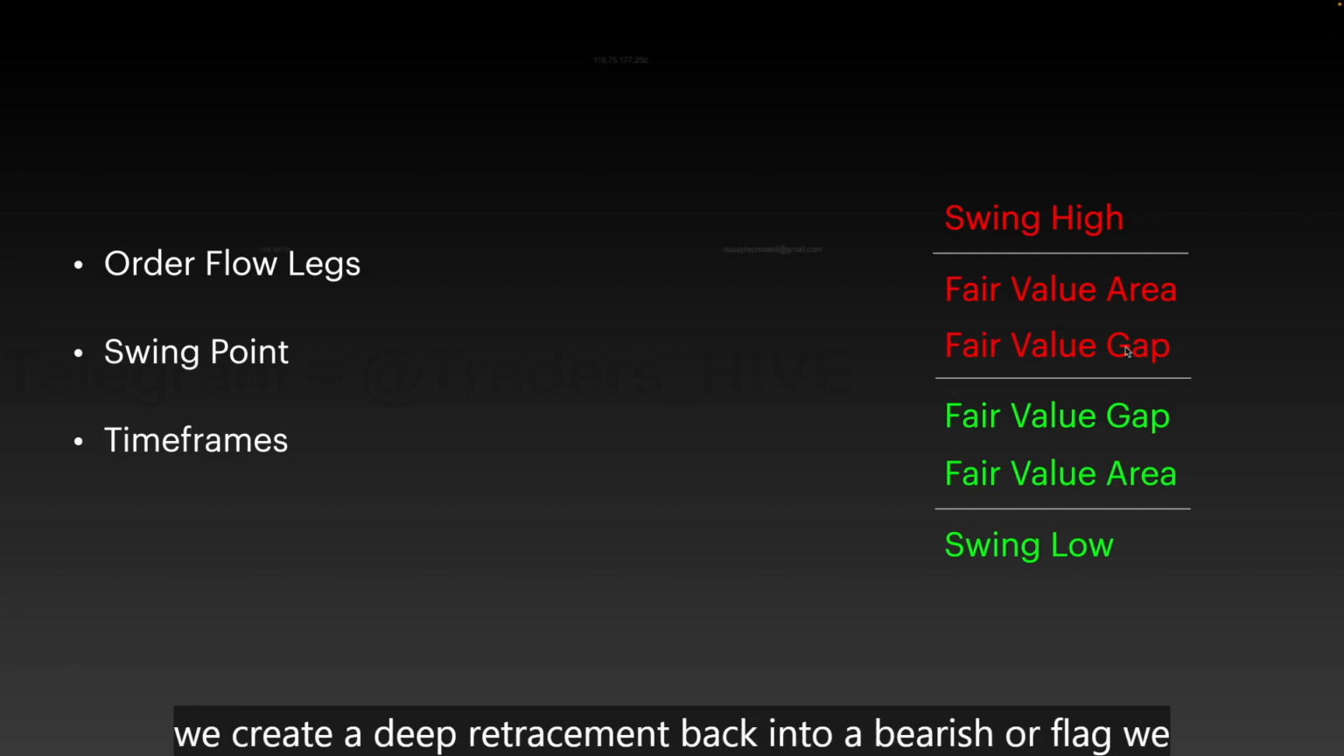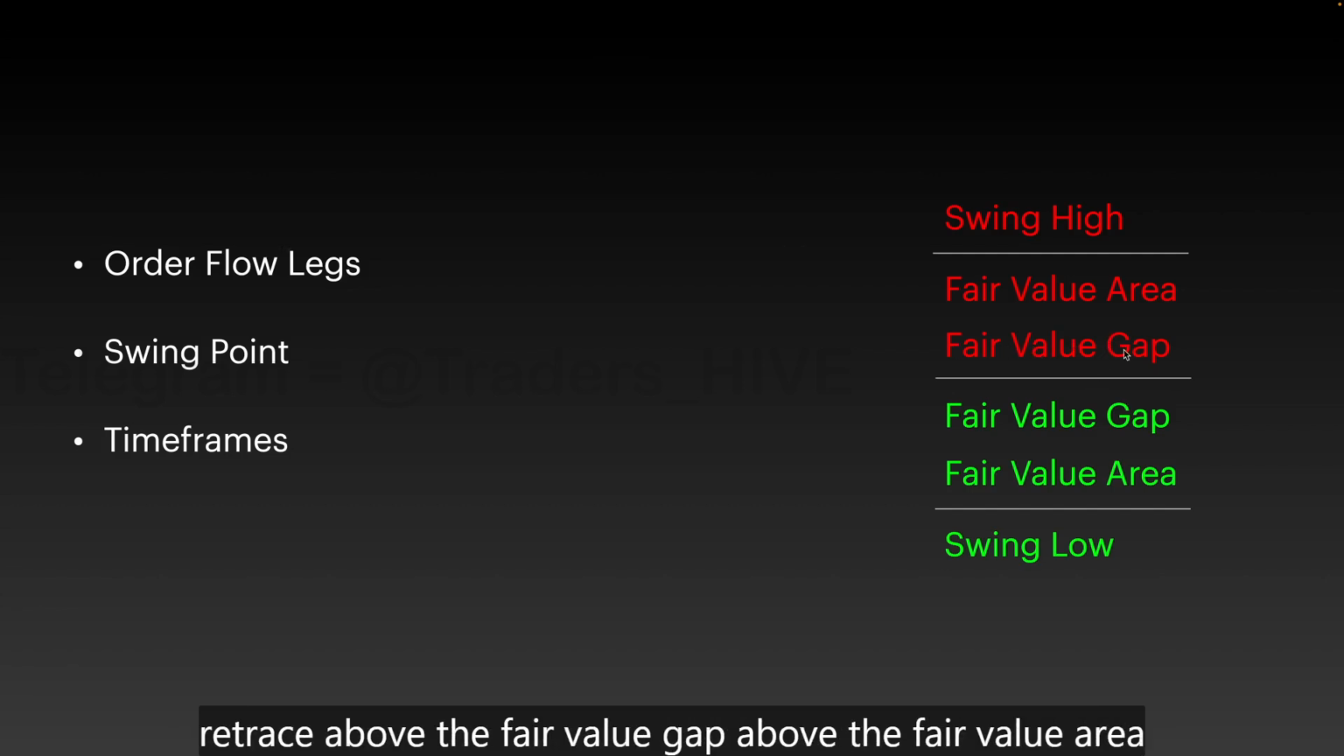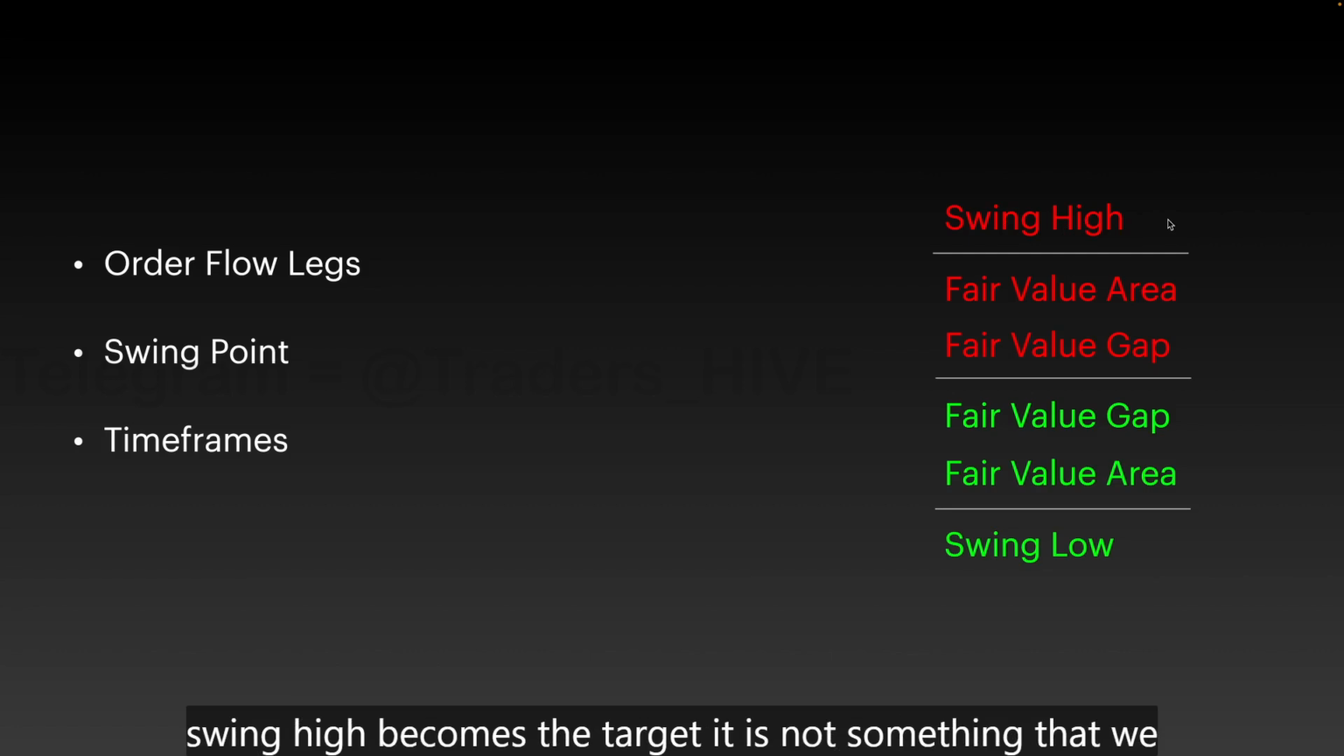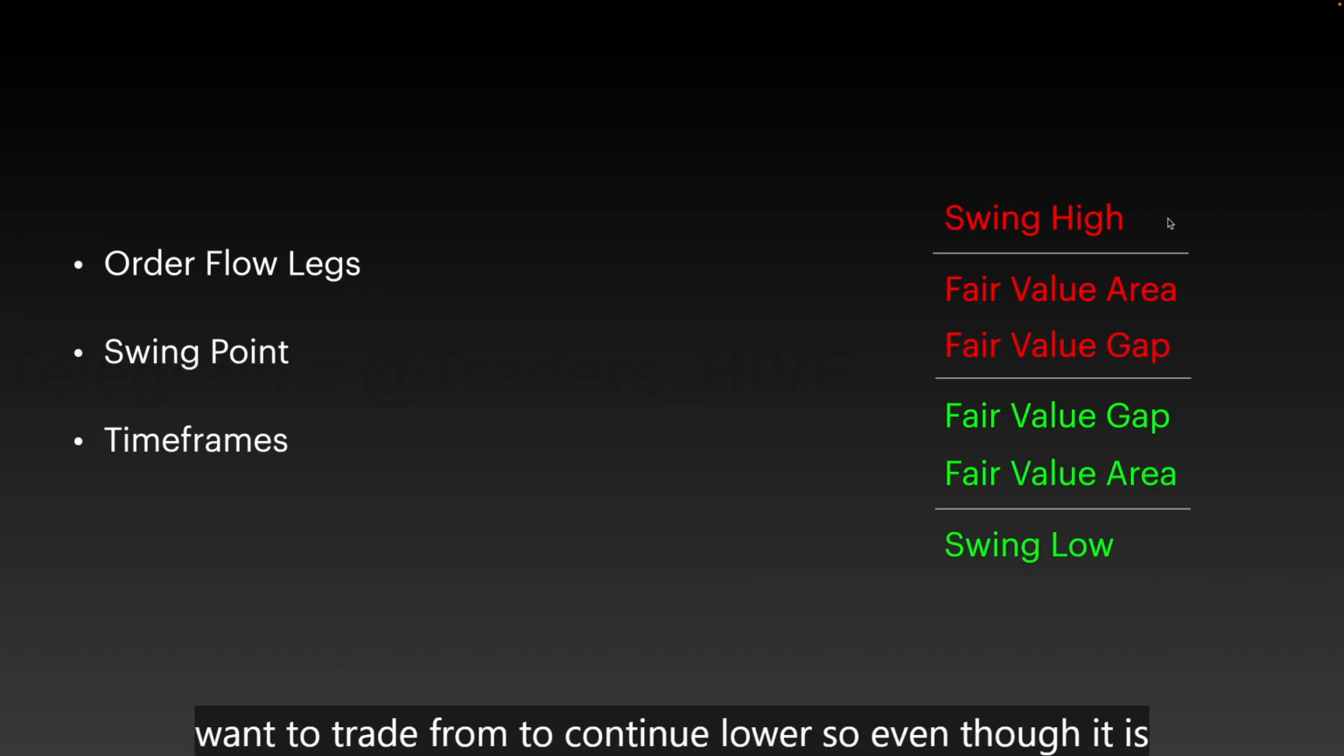If we create a deep retracement back into a bearish order flow leg, we retrace above the fair value gap, above the fair value area, and eventually we reach the swing high right there. That swing high becomes the target. It is not something that we want to trade from to continue lower.